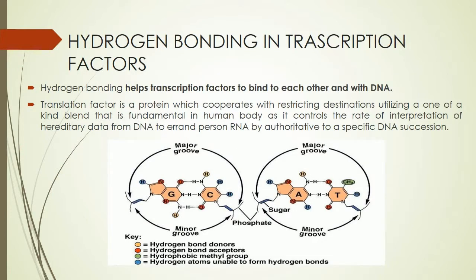Hydrogen bonding in transcription factors. Hydrogen bonding helps transcription factors to bind to each other and with DNA. A transcription factor is a protein which cooperates with binding sites utilizing a unique blend that is fundamental in the human body, as it controls the rate of transcription of genetic information from DNA to mRNA by binding to a specific DNA sequence.